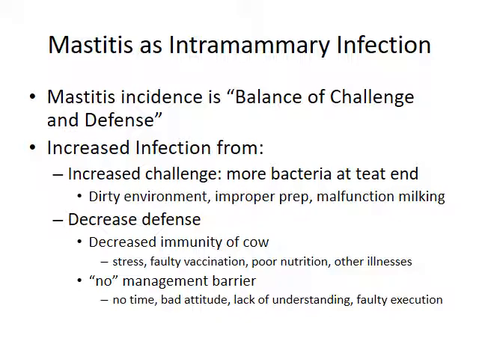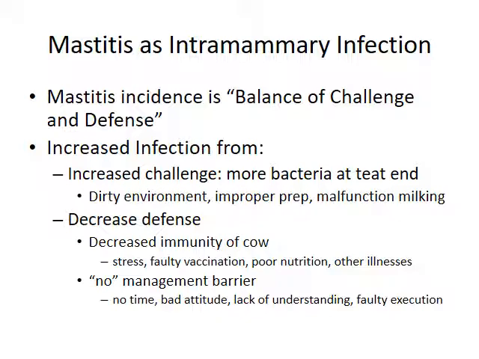We could also think about the barriers that the cow has: the skin, the keratin plug in the teat canal, and the flushing of the udder on a regular basis all can help keep the bacteria away from the teat ends.